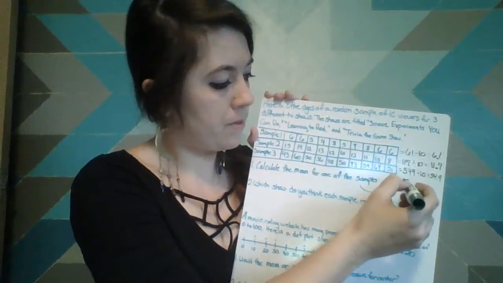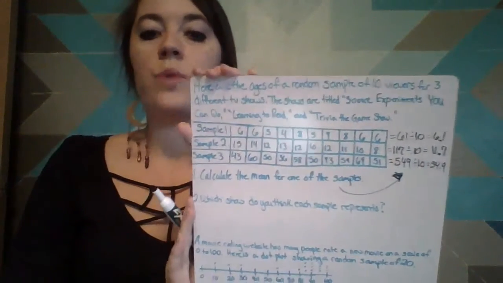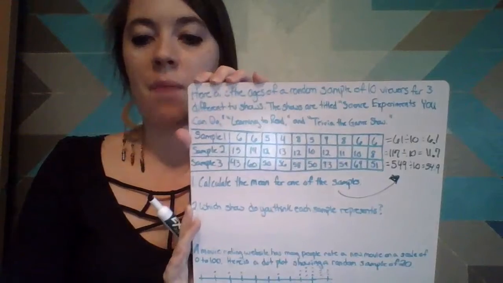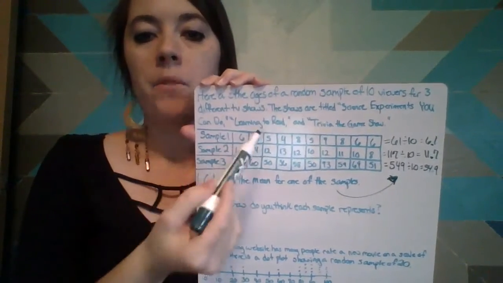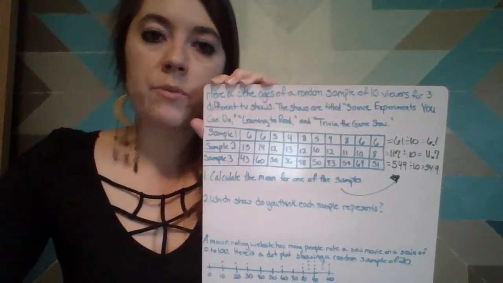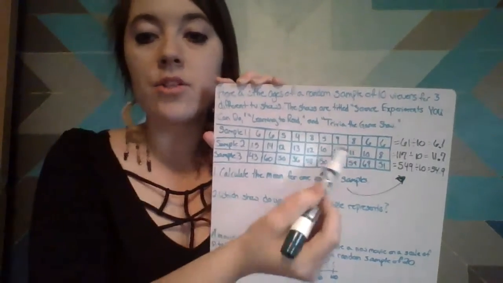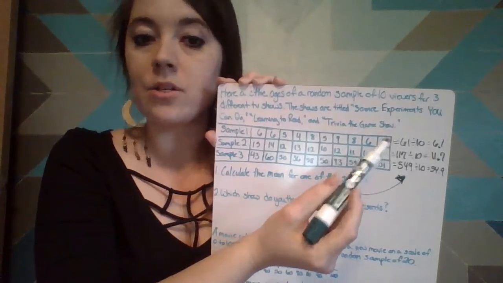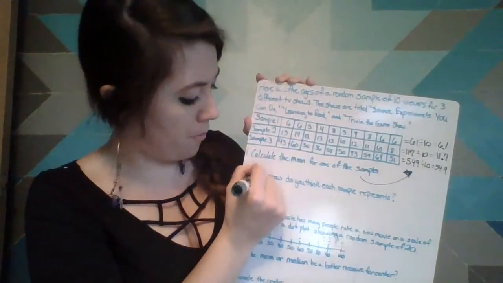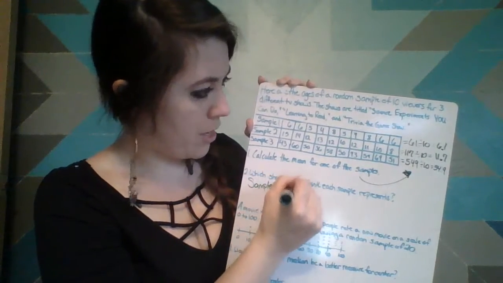Now for question 2, which show do you think each sample represents? Well, Learning to Read. Are you going to be in your 50s when you're learning to read? Probably not. You're probably going to be younger, so probably more like 6 years old. So sample 1 is Learning to Read.